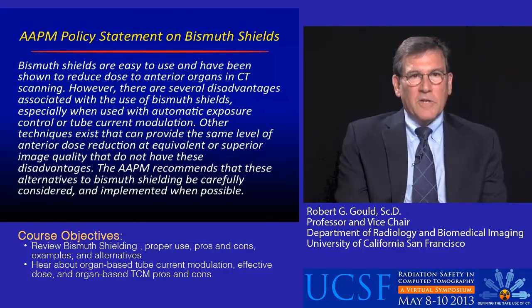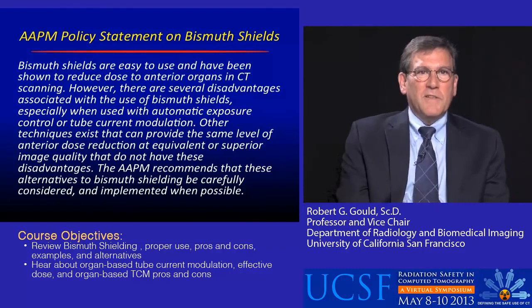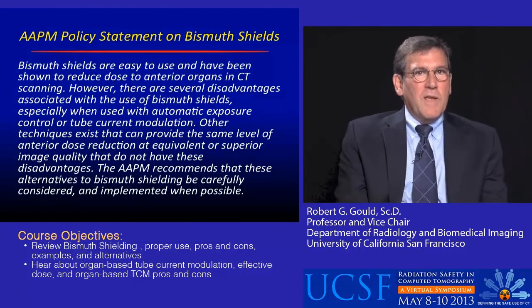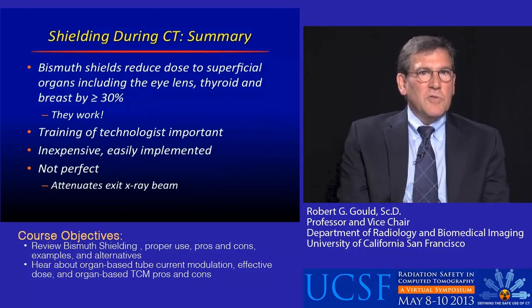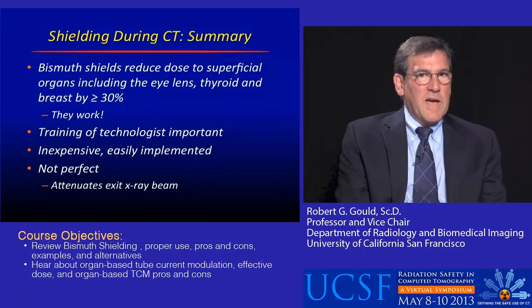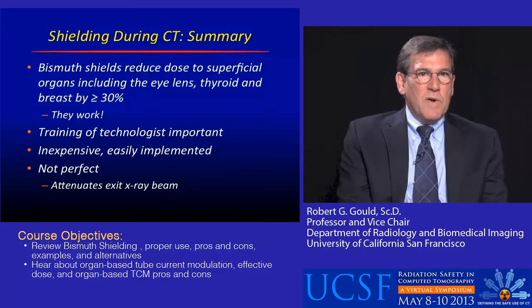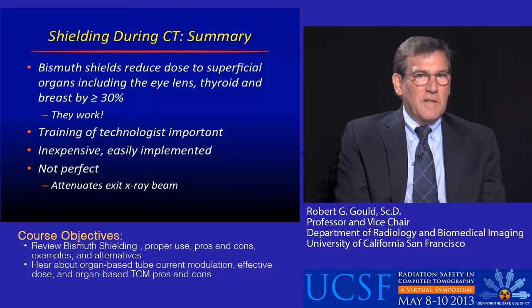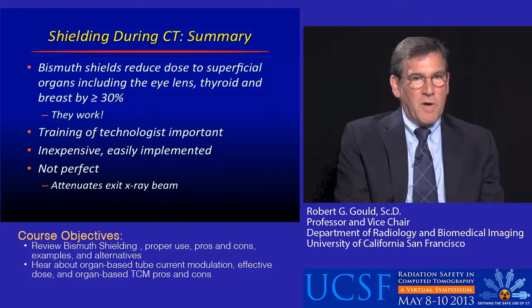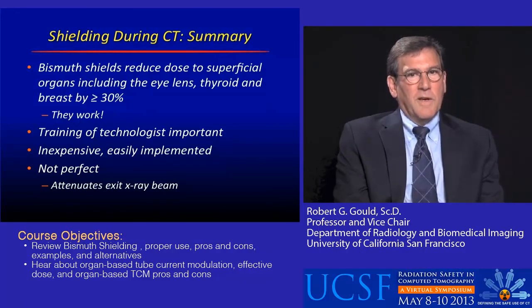But it also is true that they're effective. So, the summary, bismuth shields reduce the dose to superficial organs, including the lens of the eye, the thyroid, and the breast by 30% or even more. So, in other words, they work. That's the bottom line. They work. But training of technologists is important. They're inexpensive, easily available, easily implemented, but they're not perfect. And the major drawback is this attenuation of the exit beam.